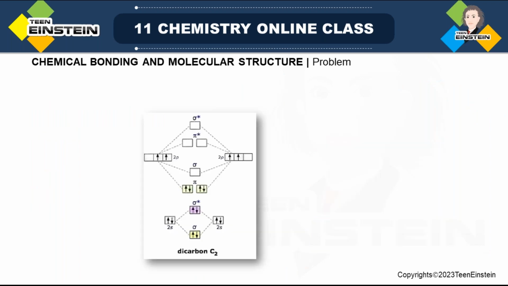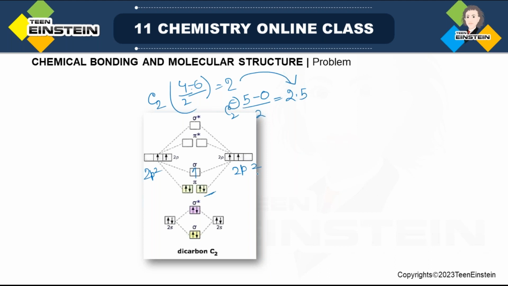Then what about C2 and F2? So for C2, remember it is 2p2 both sides. So total 4 electrons we have in this way. So for C2, when it is neutral, it is 4 minus 0 by 2, bond order is 2. But when it is C2 minus, there will be 1 electron here. So this is also bonding. So now it is 5 minus 0 by 2. So see, when it is C2 minus, you are going from 2 to 2.5. So this should be the correct option.